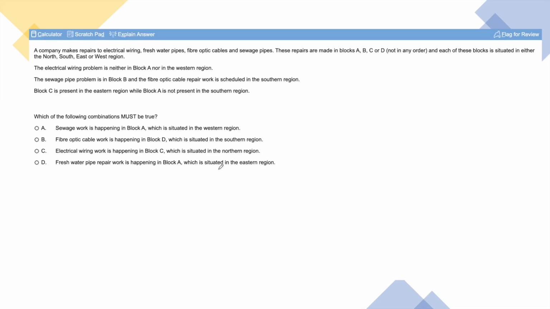So the next question. A company makes repairs to electrical wiring, freshwater pipes, fibre optic cables and sewage pipes. These repairs are made in blocks A, B, C or D, not in any order, and each of these blocks is situated in either the north, south, east or west region. The electrical wiring problem is neither in block A nor in the western region. The sewage pipe problem is in block B, and the fibre optic cable repair work is scheduled in the southern region. The block C is present in the eastern region, while block A is not present in the southern region.